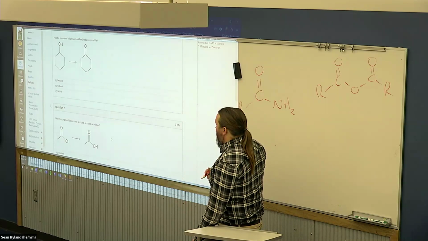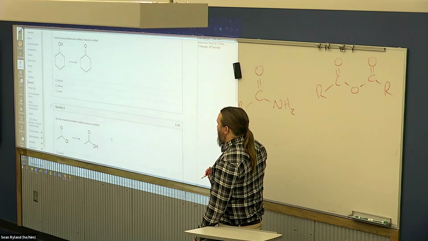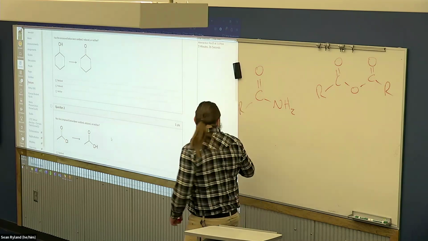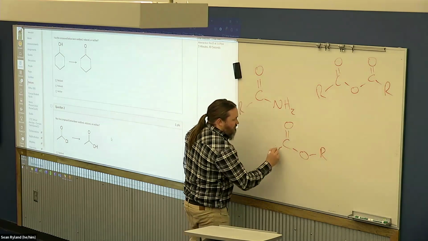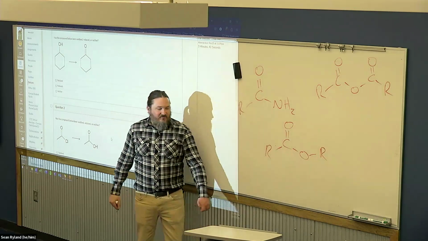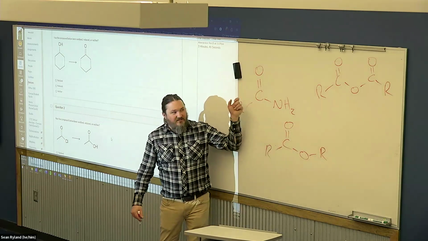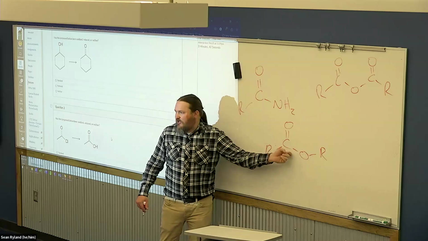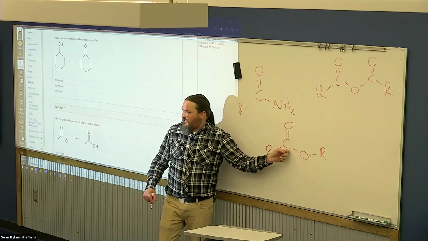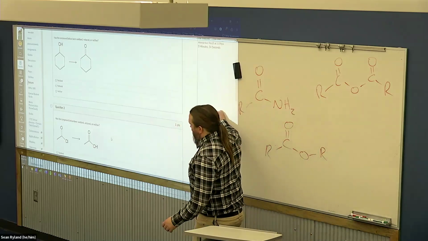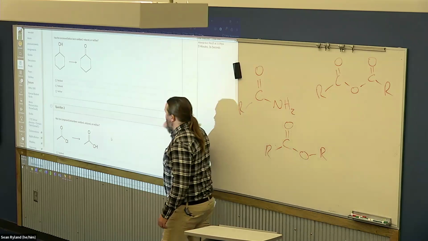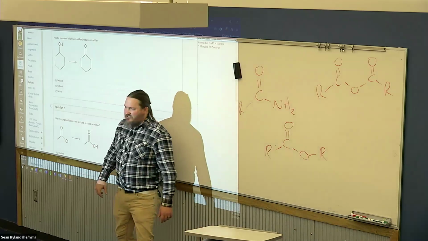One more I'm missing. Acid anhydride, acyl chloride, esters. So an ester looks like that, where you have something that looks really similar to an acid group in the middle of 2 carbon chains. Again, same oxidation state. So converting between any of those is going to be neither oxidized nor reduced.